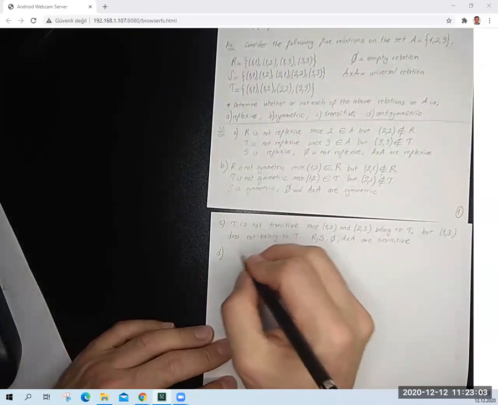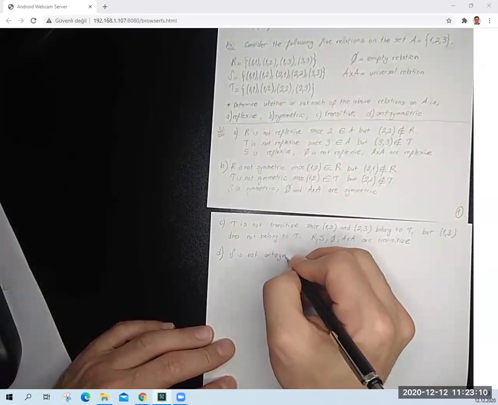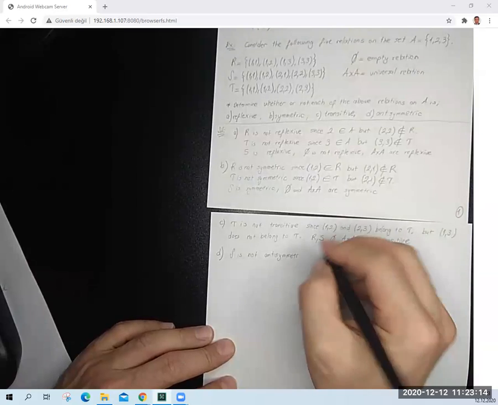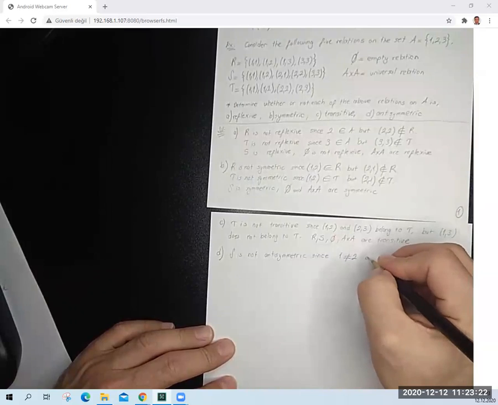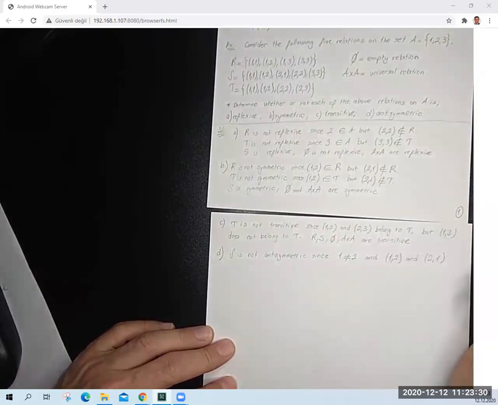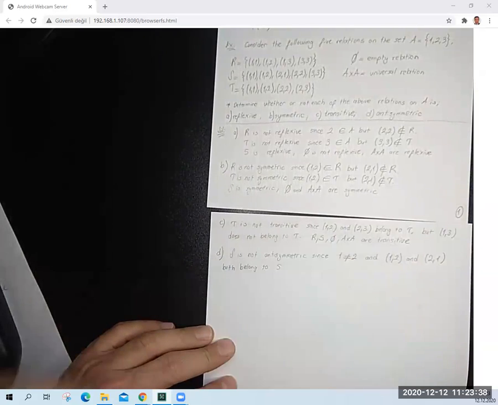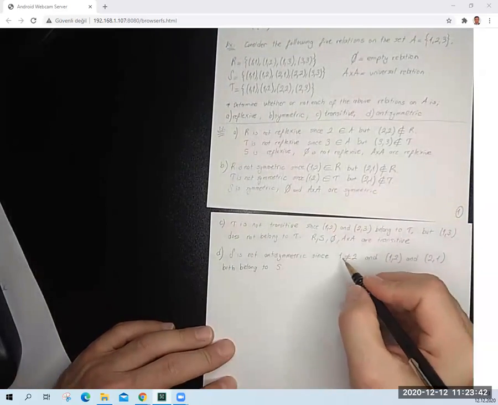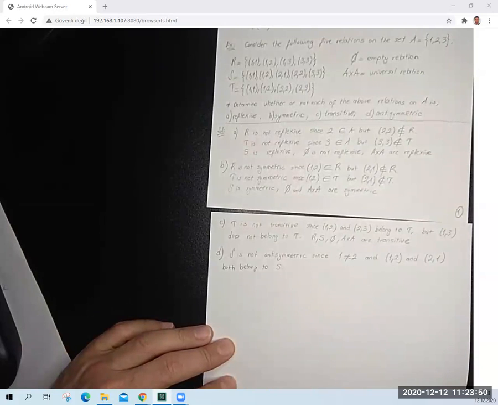S is not antisymmetric. Why? Because 1 is not equal to 2, and 1 2 and 2 1 both belong to S. That is the reason: for that pair 1 2, 2 1, the elements are not equal to each other, and 1 2 and 2 1 are members of the S relation pairs.